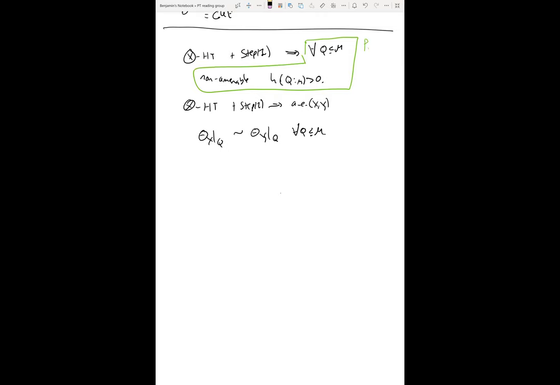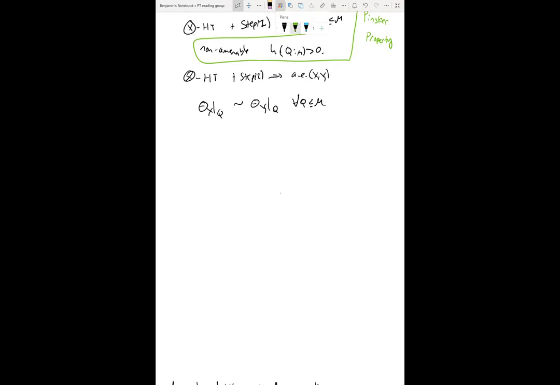So I'll call this the Pinsker property. Probably a bad name, but essentially what it's saying is that I've classified the Pinsker algebras. They're all the amenable ones. They're all the maximal amenable ones. Great.